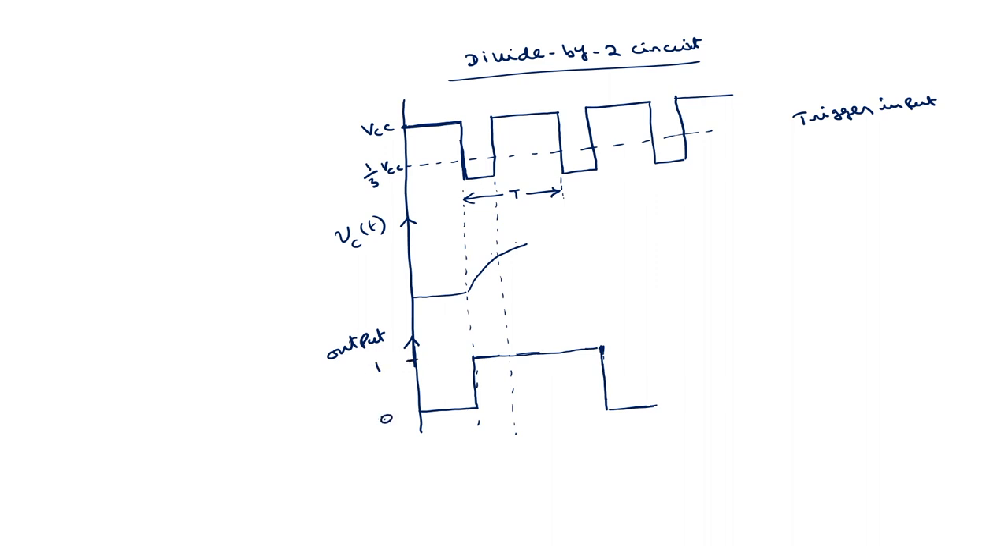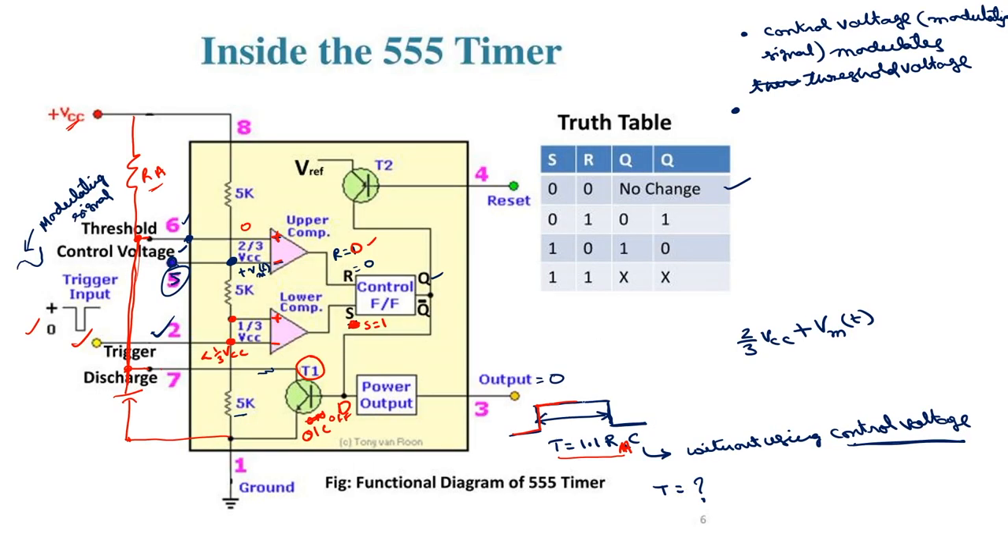This is logic 1, logic 0. So this is the point where it changes from high to low state. For the transition from 1 to 0, the condition is that the voltage at the sixth terminal, that is the voltage across this capacitor, has to be slightly more than 2/3 VCC. Otherwise, the output stays in high state only.